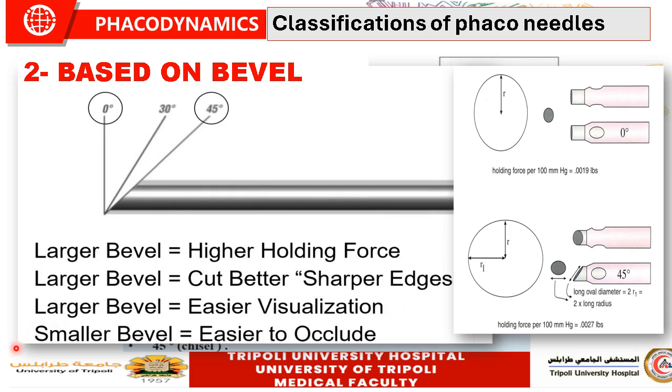However, small bevels are easy to be occluded. Now, this is the controversy. So you should understand the relation between the size of the bevel as well as the occlusion. It is not easy to be occluded as the angle is more, but once occluded, the force of holding will be more.